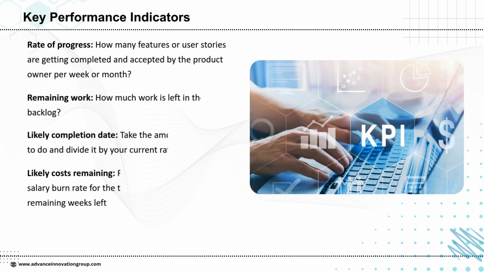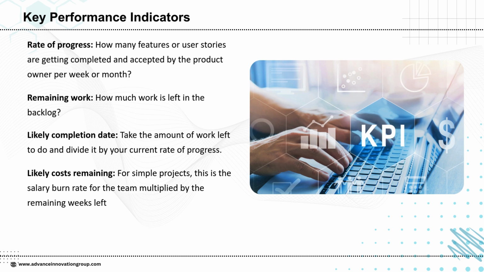In agile projects, some of the most commonly used key performance indicators help track progress and forecast outcomes. The first is the rate of progress, which looks at how many features or user stories are completed and accepted by the product owner each week or month. This helps measure the team's productivity and pace.